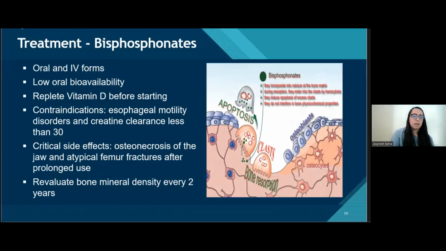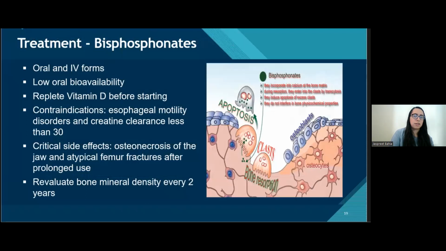And then a note on some critical side effects we need to counsel our patients on when prescribing these meds. So osteonecrosis of the jaw and atypical femur fractures are the big ones that people worry about. The studies show that the risk of these side effects is super low. Osteonecrosis of the jaw was seen in 5 out of 100,000 patients, and atypical femur fractures were seen in 2 out of 100,000 patients after 7 years of use. But there are things we can do to try and prevent these side effects, such as a drug holiday, which I'll talk a little bit more on the next slide.